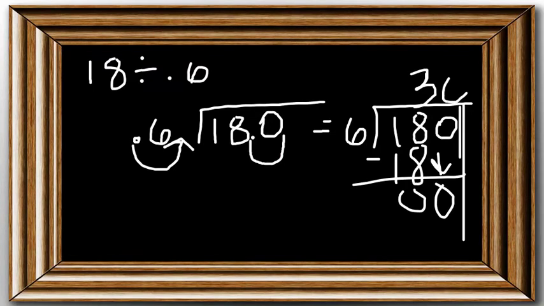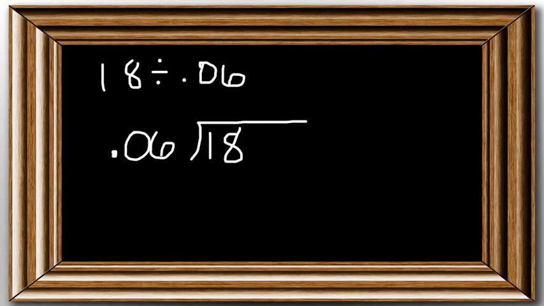6 goes into 0, 0 times, so I get my answer of 30. So again, I don't have to think about a decimal. I already took care of it. My answer would just be 30. Take a look at this one. Now I have 6/100ths, or 0.06.